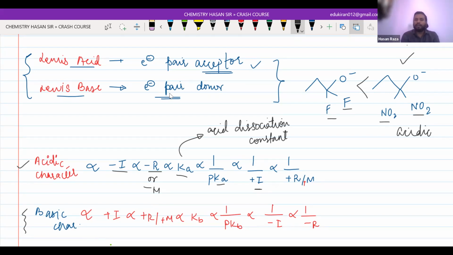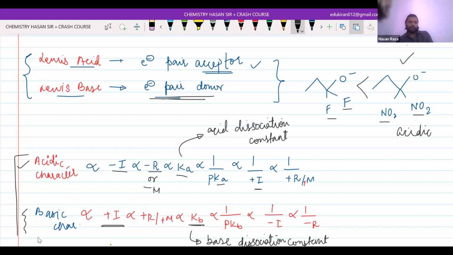Basic character is the electron pair donor. So the group which is donating more and more will be more basic and is directly proportional to KB, that means base dissociation constant. It is inversely proportional to pKB. pKB is the inverse of KB, that's why inversely proportional. And this is very important. Please do let me know when to change the slide.